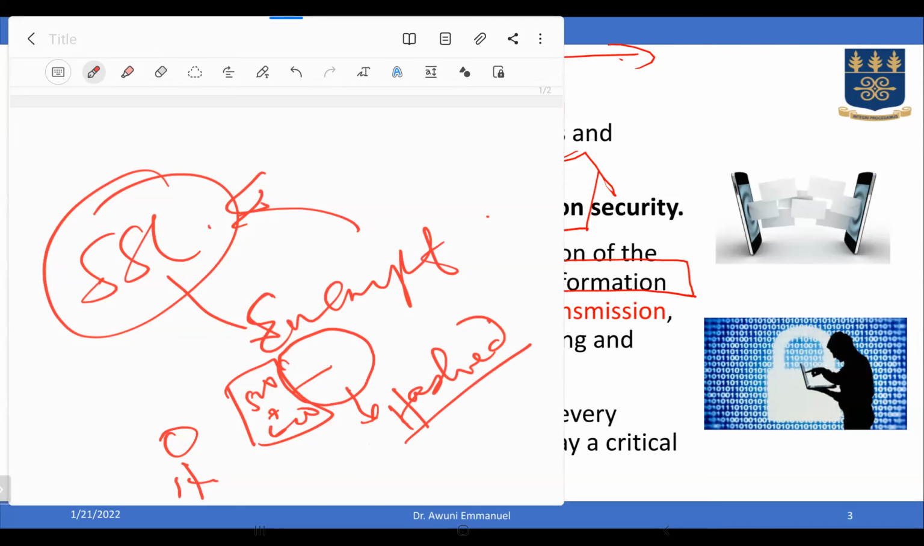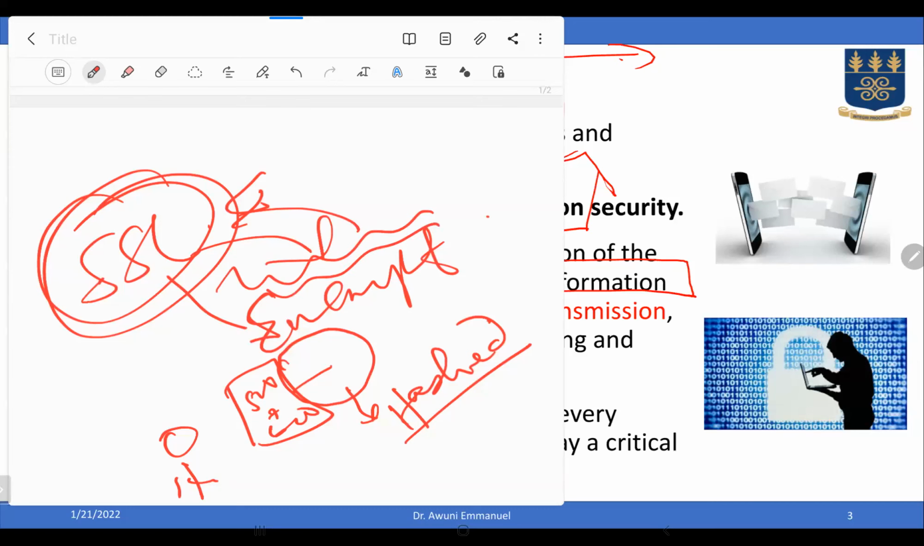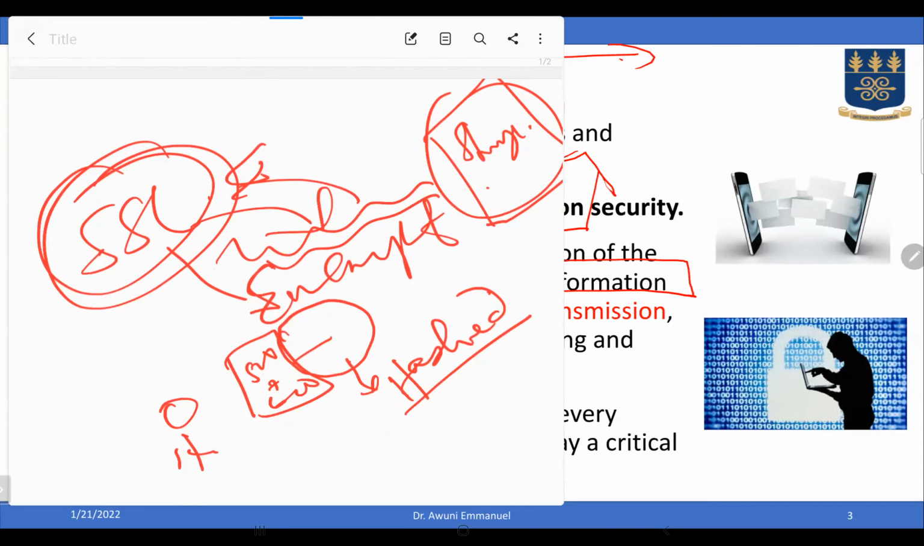I don't know whether I've answered your question. When the data is in transmission, that is where you can use SSL, secure socket layer, to also protect the data. And when the data gets into the database, that's where we have the storage. At that moment, the developer can also use cryptographic techniques to encrypt the data while in the database.